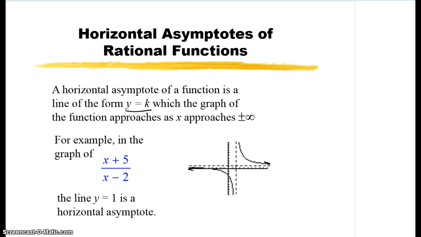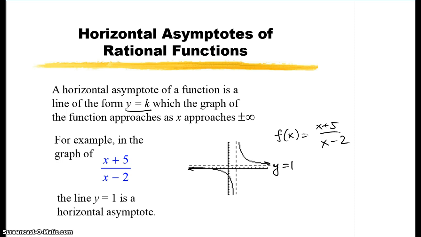So for example, in the graph of x plus 5 over x minus 2, this line, y equals 1, the horizontal dashed line here, is a horizontal asymptote. Why is that? Well, that's because as x becomes infinitely large, as it gets bigger and bigger, this fraction, x plus 5 over x minus 2, is essentially going to reach the value of 1. Okay, we'll discuss this further when we talk about limits later in our class.